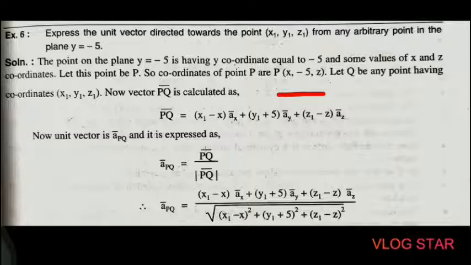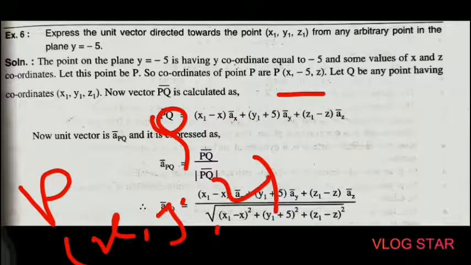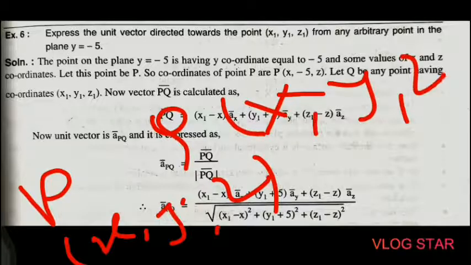So let Q be any point having coordinates x1, y1 and z1. So we have to consider here vector PQ bar. This is point P and this is point Q. The P point having coordinates x comma minus 5 comma z, and the Q point having coordinates x1 comma y1 comma z1. And you have to calculate this PQ bar vector here.